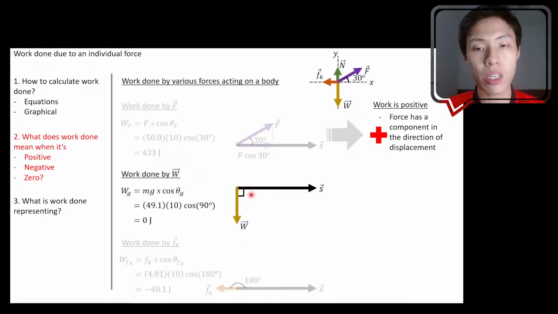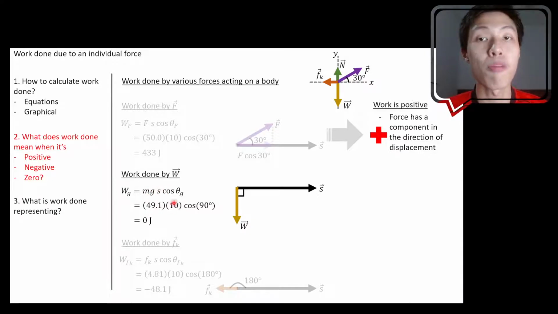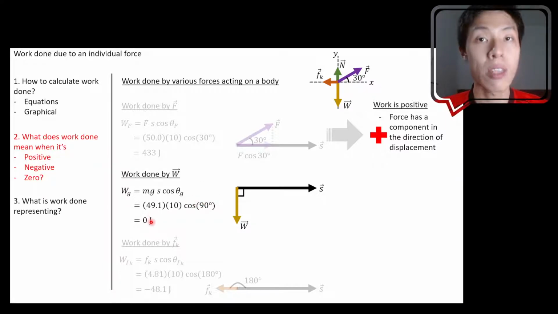Okay, for the next example, you have a work done by weight. For work done by weight, you can see that the angle is 90 degrees, and in the first 2 parameters, the magnitude of weight and the magnitude of displacement are both positive. So these are not the ones that cause it to be 0. The parameter that causes it to be 0 is the cos 90 at the back. Cos 90 based on trigonometry equals 0, and that is the parameter that causes it to become 0.